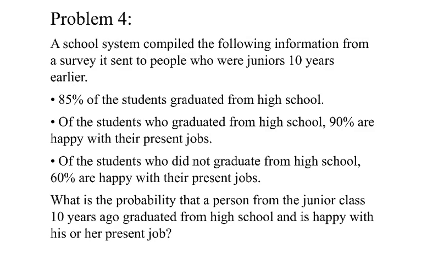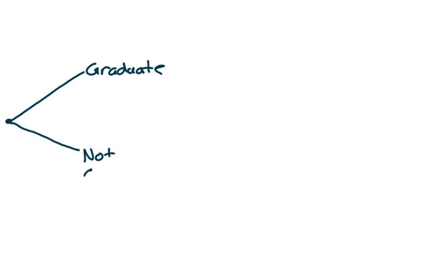This next slide is to build our tree diagram that's described in part 4. So part 4, the school system compiled the following information from a survey it sent to juniors who were juniors 10 years earlier. So our first one, 85% of students graduated from high school. So here we have some starting point when we create a tree diagram, and it said that 85% graduate. So we're breaking it into 2 categories. You can either graduate or you could not graduate.